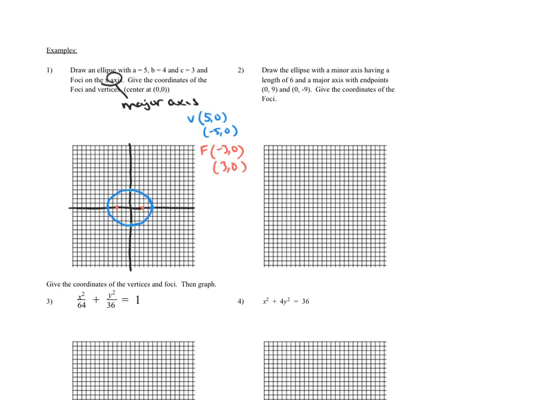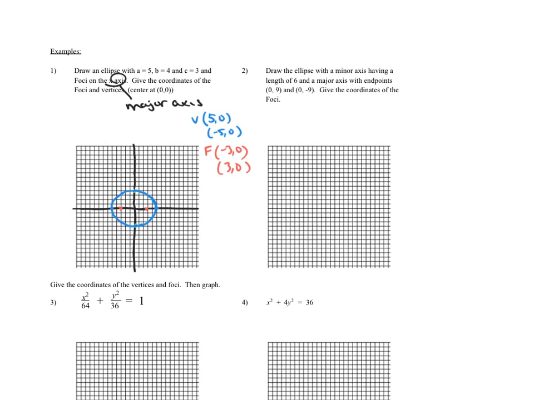In the second example, we want to draw an ellipse with a minor axis having a length of 6. So if the minor axis is 6, that means that 2b equals 6, so b equals 3. And a major axis with endpoints (0, 9) and (0, -9). So that tells us that our major axis has a length of 9. So that means that a equals 9.